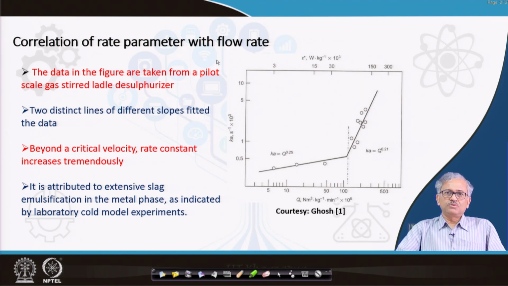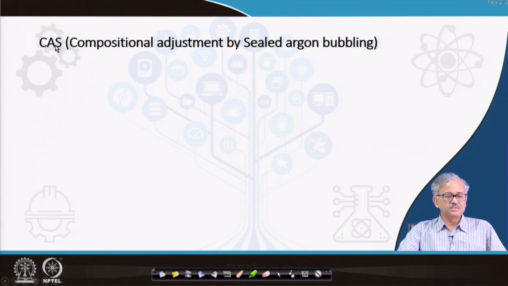If you want to improve the kinetics, it has been found that beyond the critical gas velocity, you have to stir the bath. So for desulfurization, you require very strong stirring of the bath beyond a certain critical gas velocity or volumetric flow rate of the gas. These values are given. Okay, thank you. We will go to the next topic, that is the CAS.